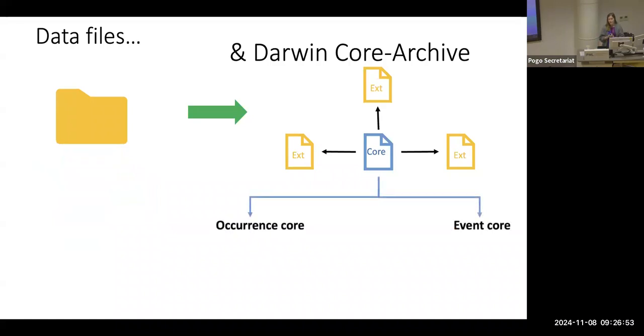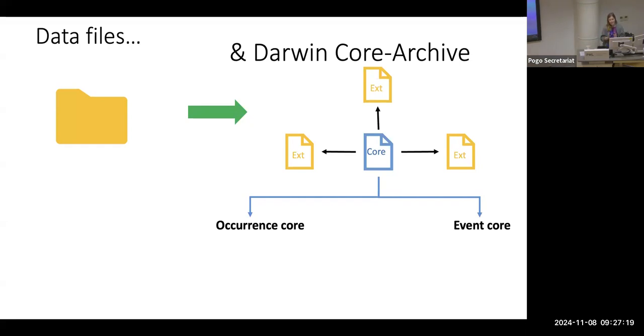So for the core files, we have two different types. So there's either occurrence core or event core. An occurrence core is when you have just a list of species and you have the information related to it. Event core you can use, for example, if you want to have your cruises linked to sub-events, linked to subsamples, linked to species.